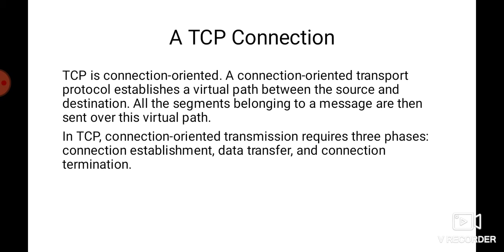Using a single virtual pathway for the entire message facilitates the acknowledgement process as well as retransmission of damaged or lost frames. If you are sending any data, then you will receive an acknowledgement. If you have not received any acknowledgement, then you will send the data again. Like this it happens. So in TCP, connection oriented transmission requires 3 phases. Basically we have three-way handshaking in the TCP protocol. First is connection establishment, then data transfer, and then connection termination.